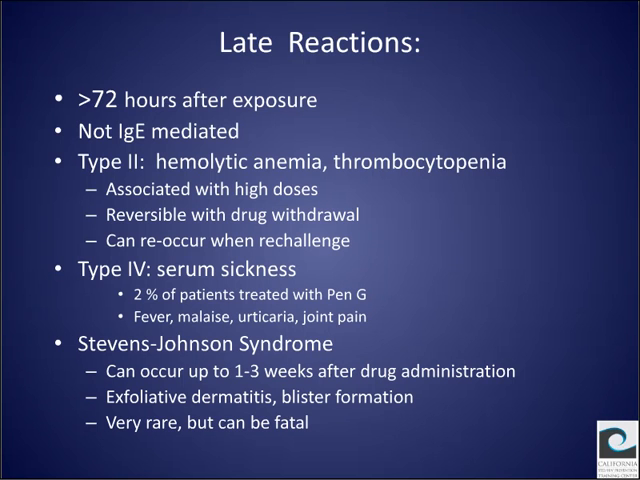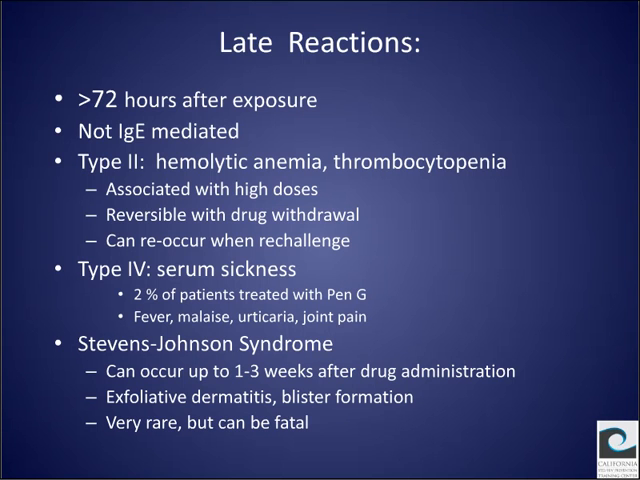So now we have late reactions. And late reactions are ones that occur 72 hours after exposure. These are not IgE mediated, so cannot be skin tested for. So we have the type 2 reactions, which are immune complexes with your either red cells or your platelets, and they're IgG-mediated reactions that can cause hemolytic anemia or thrombocytopenia. They're associated with high doses, so this is something I wouldn't expect you to see unless you were treating someone for neurosyphilis, and it's reversible once the drug is taken away.